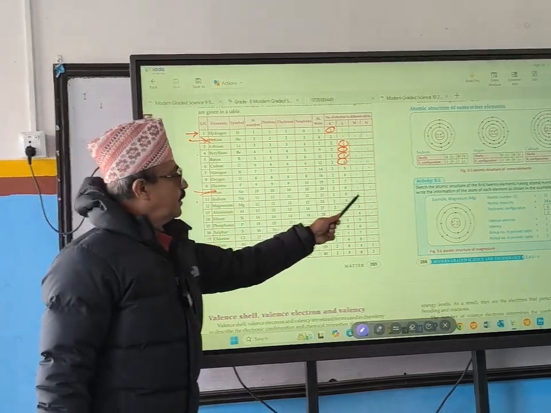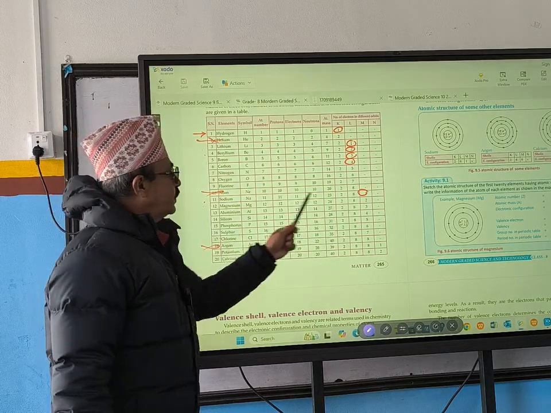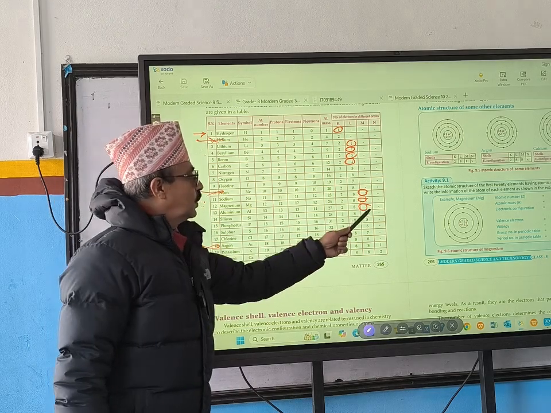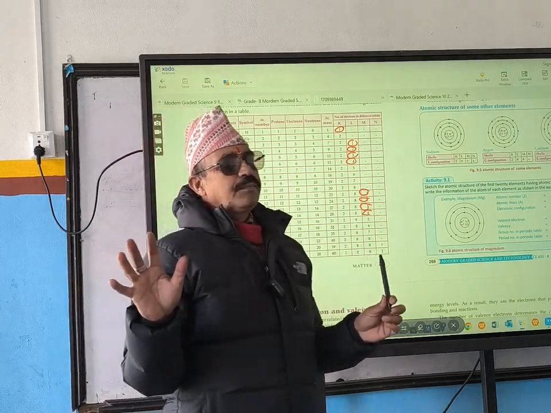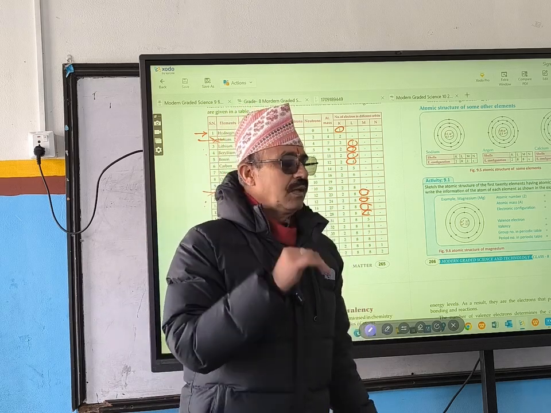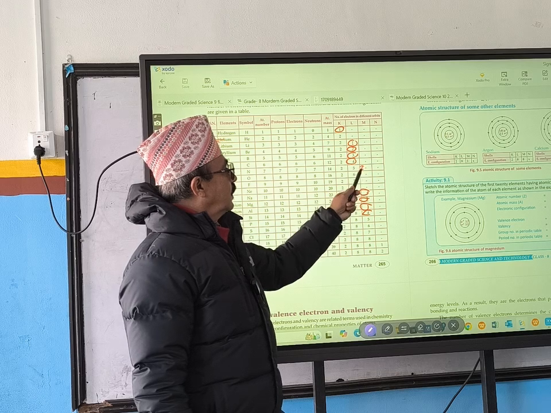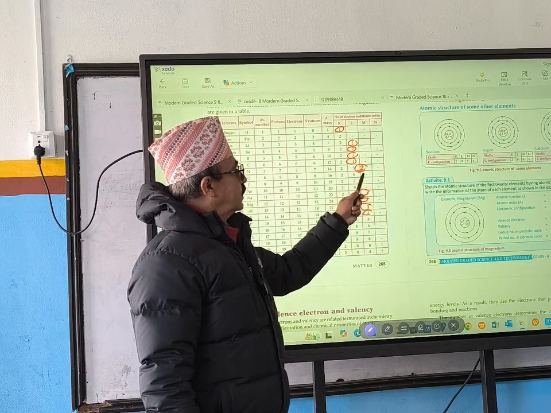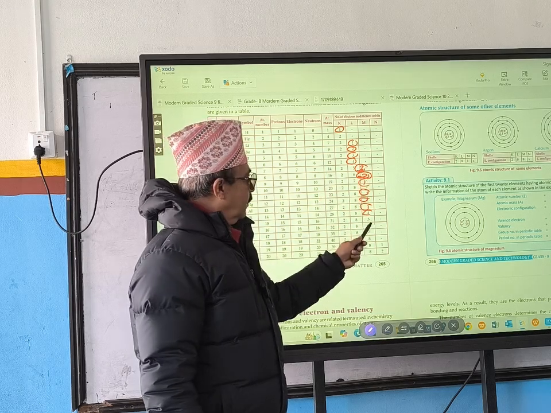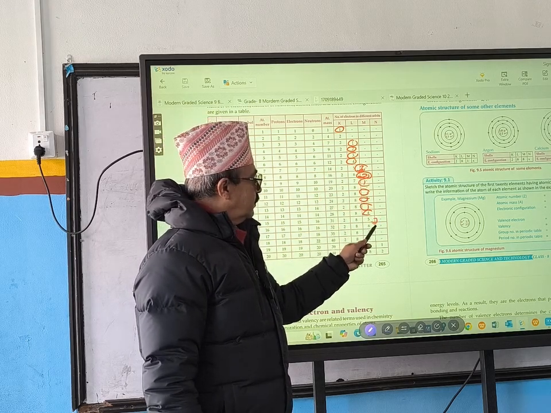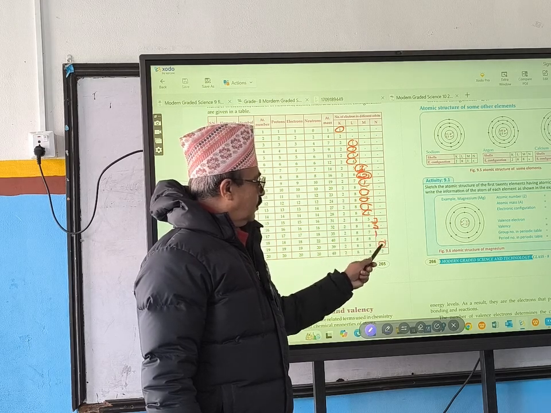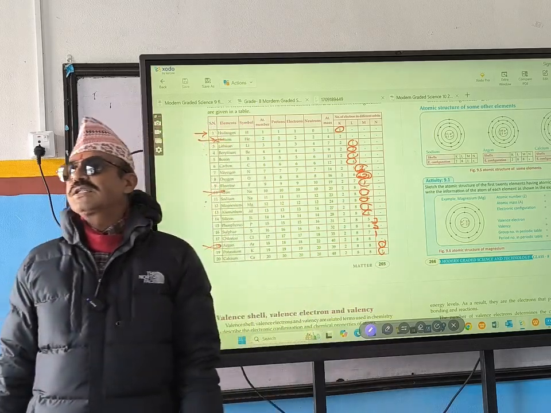Sodium, 1. Magnesium, aluminium, silicon, 1, 2, 3, 4. Is it okay? But if there is 5, 6, 7, then opposite. 5 means how much? 3. 6 means 2. 7 means 1. And here 1, 2. Now you tell me the valency of hydrogen.